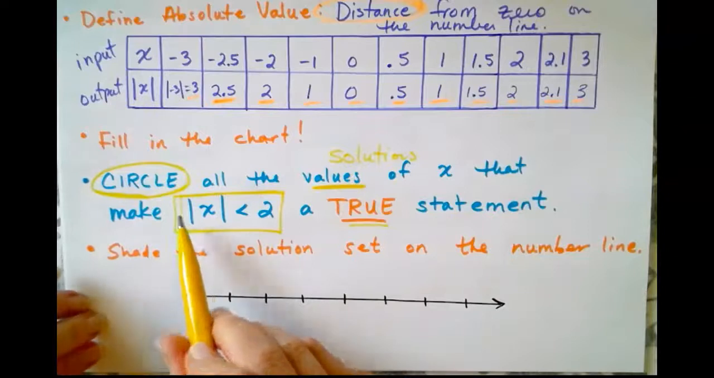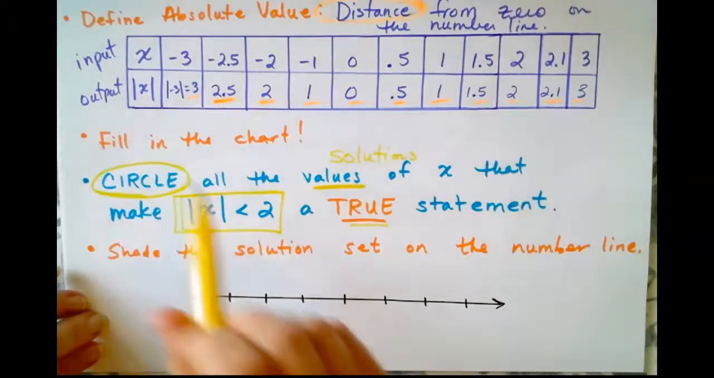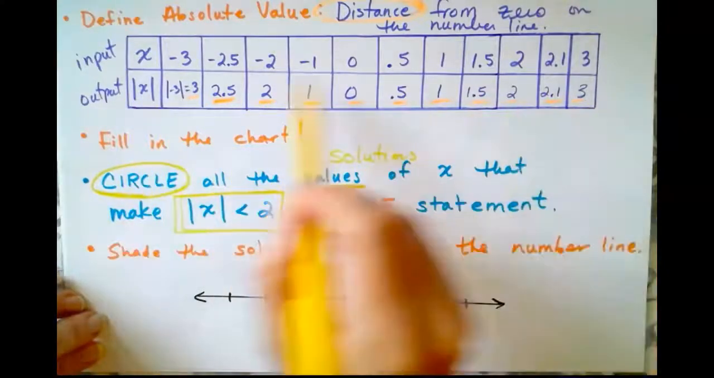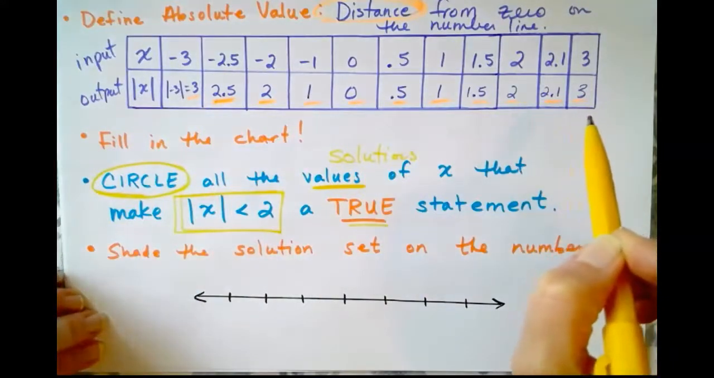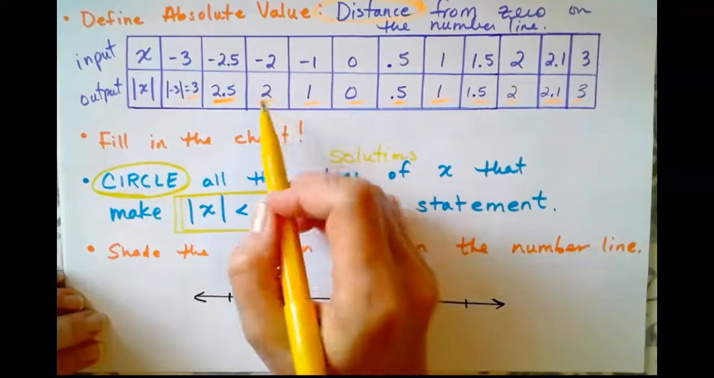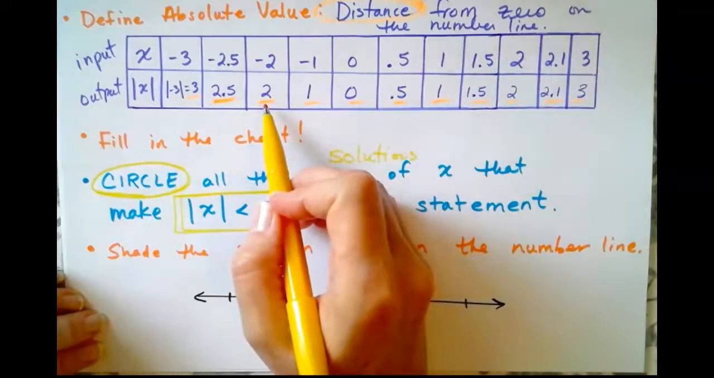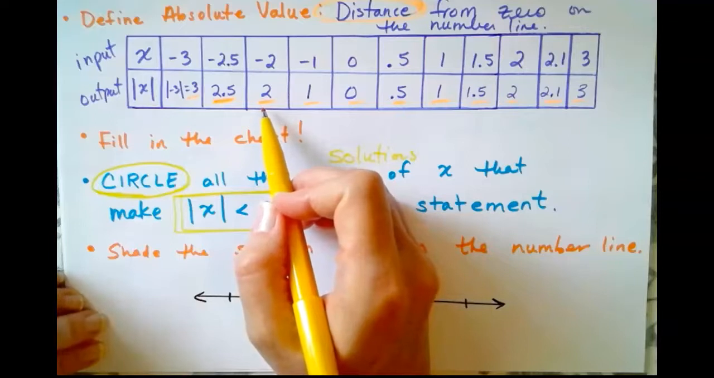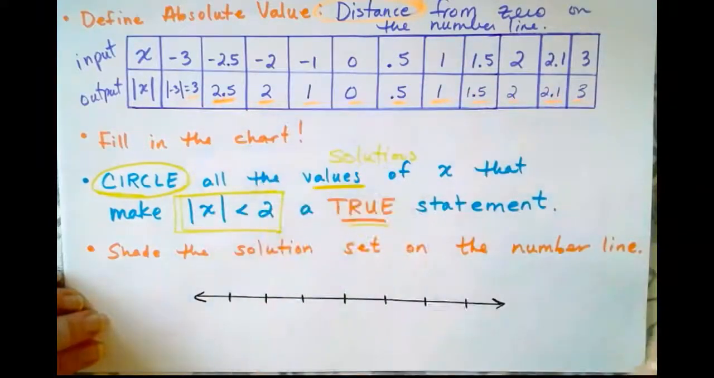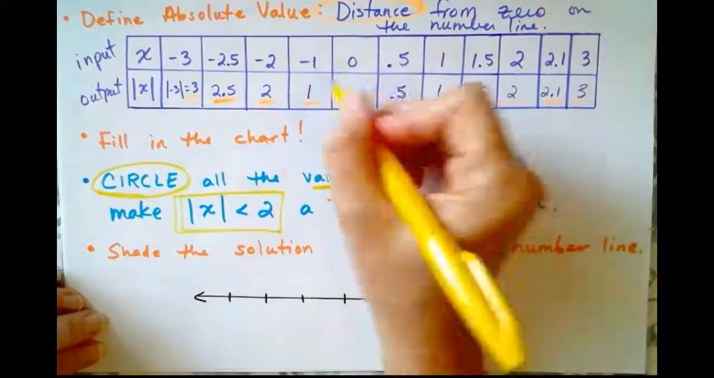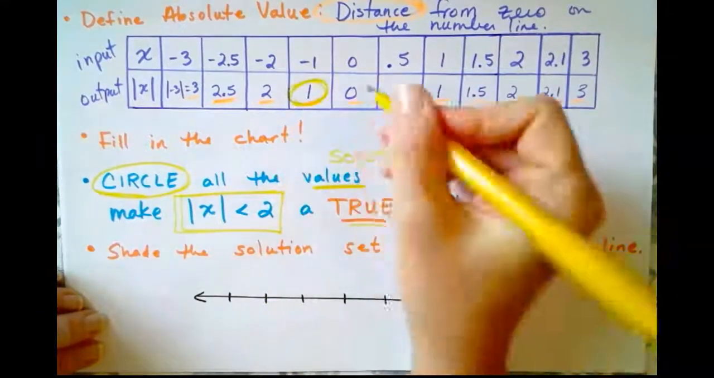So the absolute value of x is less than 2. So which of these values in the bottom row are strictly less than 2? Is 2 less than itself? No, 2 is exactly equal to itself, so 2 will not make it true. 2.5 will not make it true. 3 will not make it true. 1 will make it true.